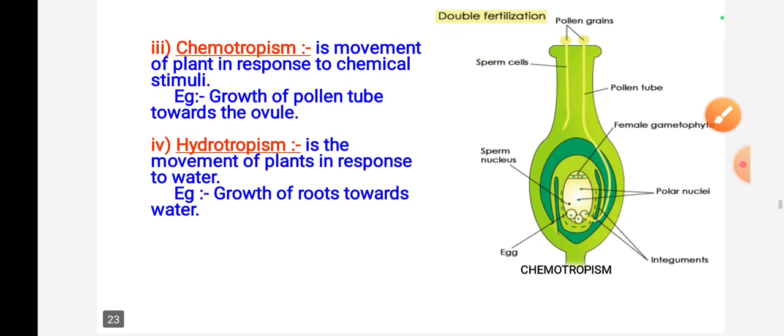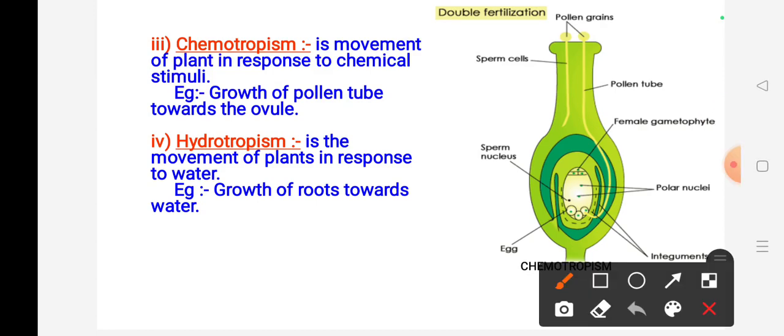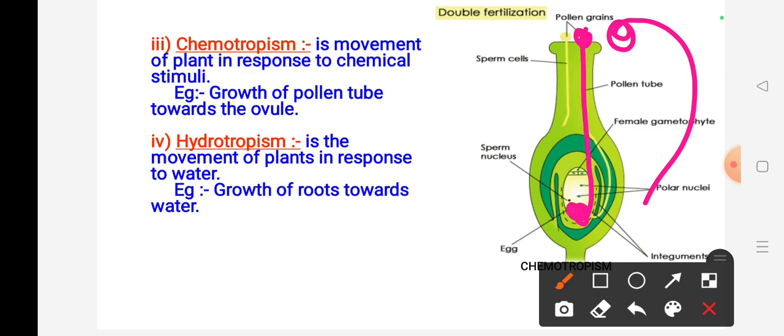The next, chemotropism. Chemotropism is the movement of a plant in response to chemical stimuli. For example, growth of a pollen tube towards the ovule. See here, pollen tubes grow towards the style or stigma, then attach here and travel inside the ovary. The growth of a pollen tube towards the ovule is chemotropism.